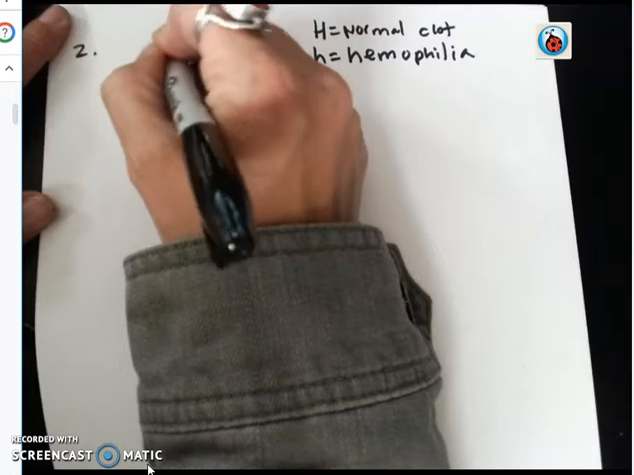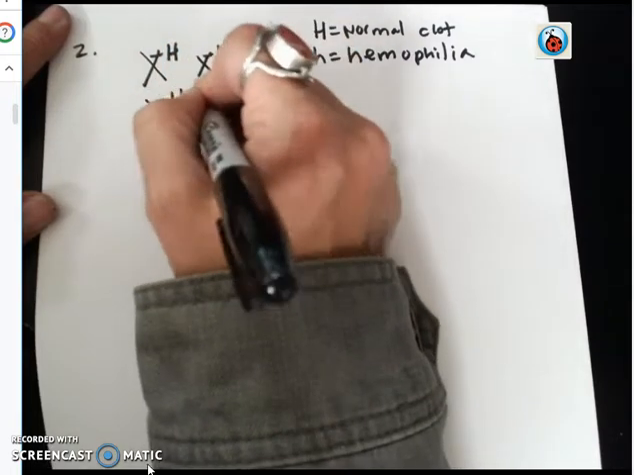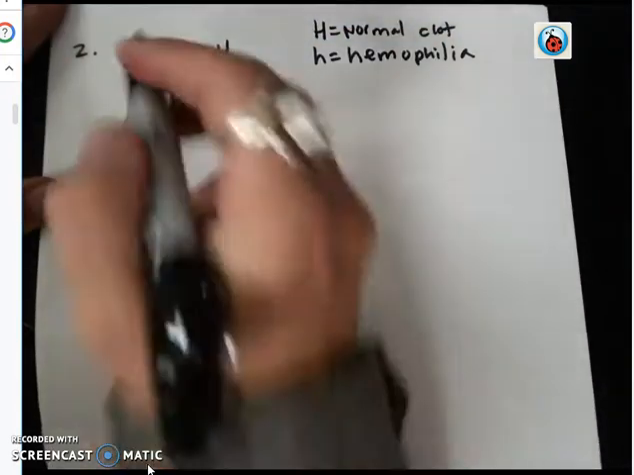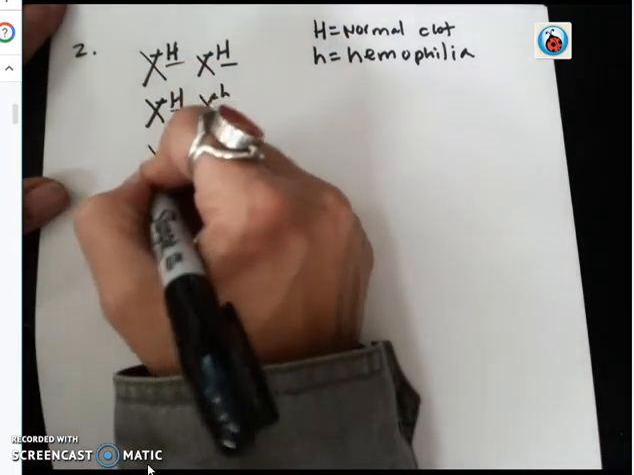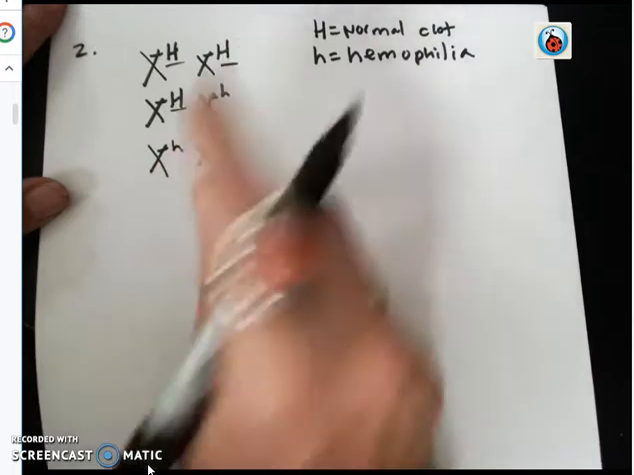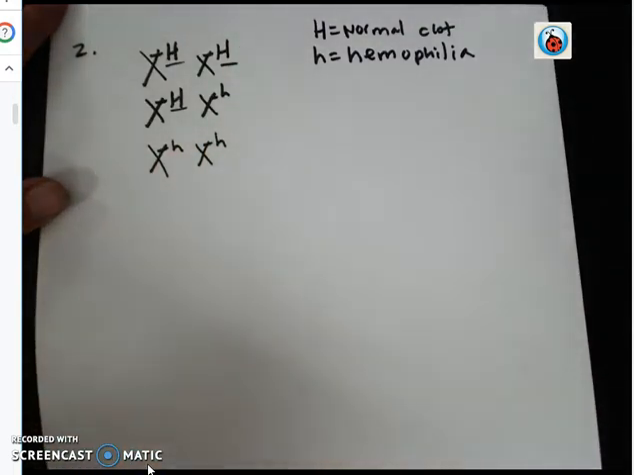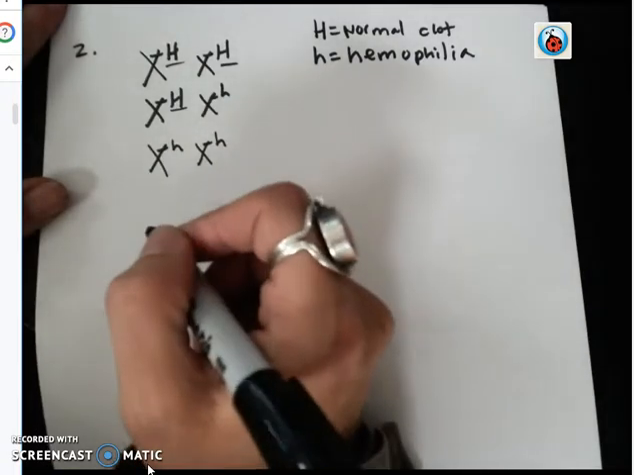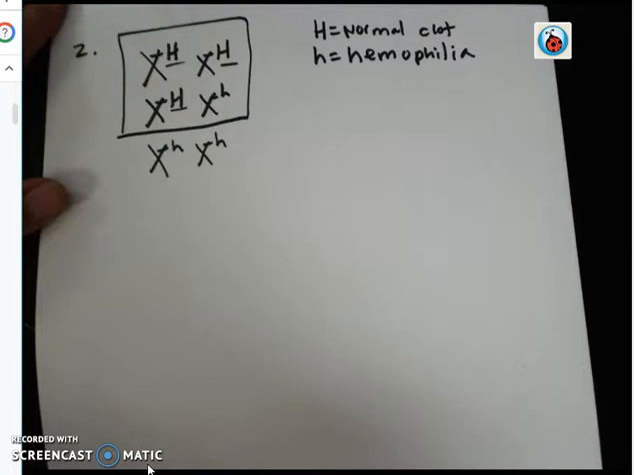So as a female, there are a couple of different possibilities. These two females here would both not have hemophilia because they have at least one dominant allele, whereas this female, being homozygous recessive, will inherit hemophilia. Then A is asking, what is the genotype of a female who is not affected by the disease? Not affected by the disease would be both of these options.